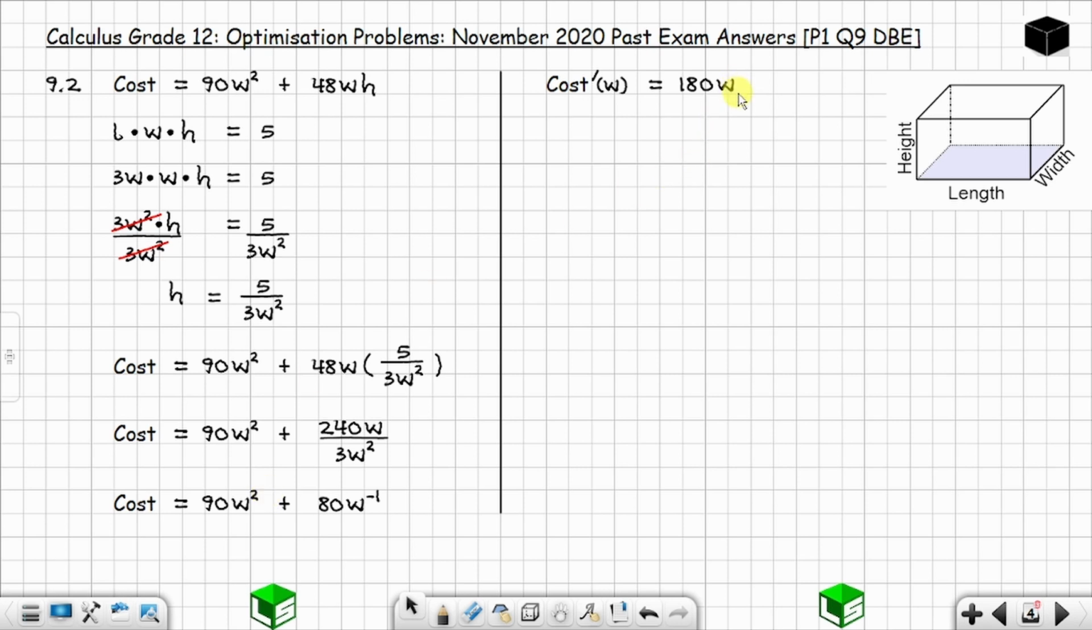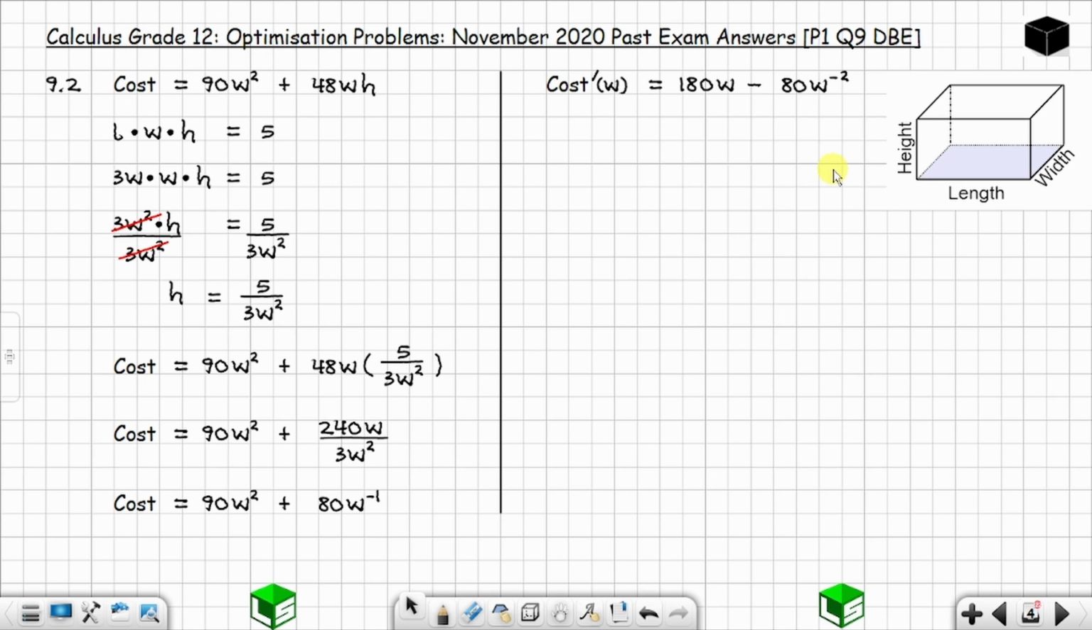So you have this. And then again, you have that exponent. You multiply it by the coefficient. The coefficient is 80. So 80 times negative 1, it will be negative 80. And then w, or the width, to the power of the exponent there, negative 1. And then again, you subtract 1 from the exponent. So it will be negative 1 minus 1, which will be negative 2. So this is according to the rules of differentiation. I hope you understand that.